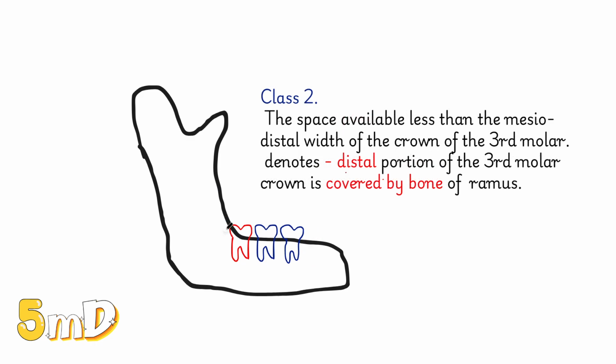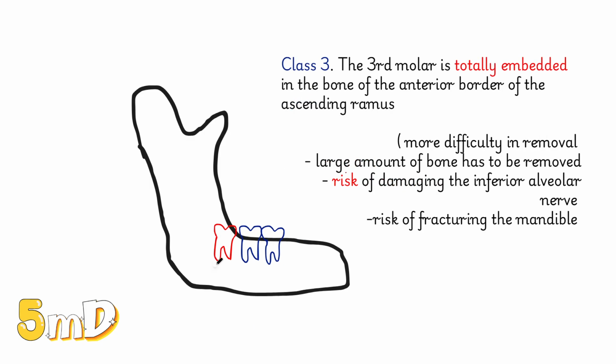In class 2, you have the distal portion of the third molar covered by bone. That is, the space available is less than the mesiodistal width of crown of the third molar. That is, you do not have sufficient space for its eruption. In class 3, it is the most difficult case where the entire third molar is covered by bone. That is, while attempting to remove third molar in such cases, you may lead to fracture of mandible or injure the inferior alveolar nerve as it enters here. So the third molar is totally embedded into the bone in class 3.